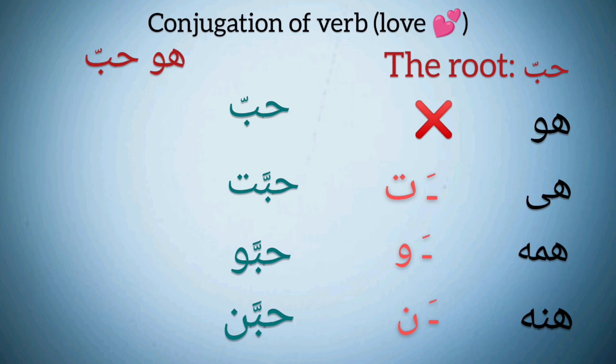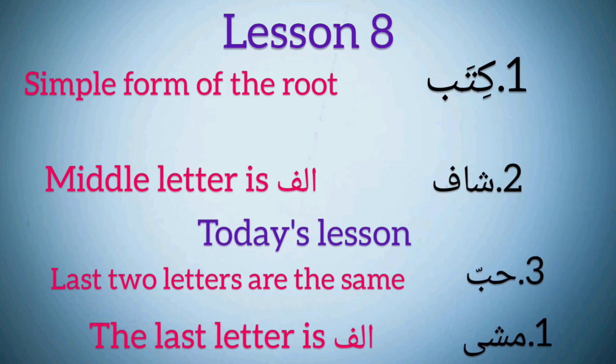Alright folks, in the previous lesson we understood that in order to conjugate Arabic verbs, first of all we need to know the roots of the verbs. Then, by adding some changes, we can conjugate them for other people. In lesson 8, we discussed two types of conjugation. Let's look at them. We actually have 4 types of roots.